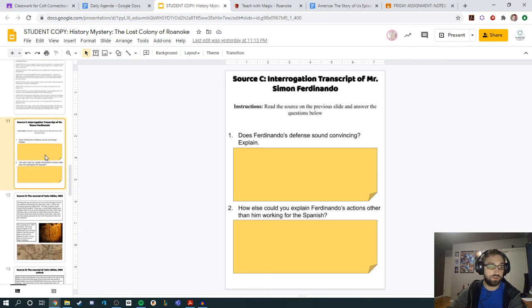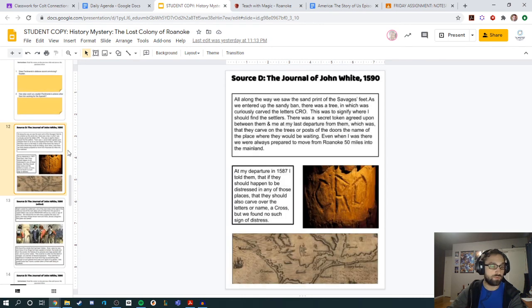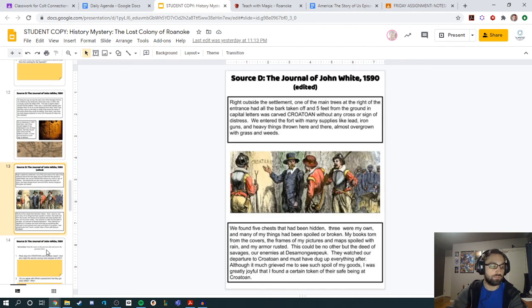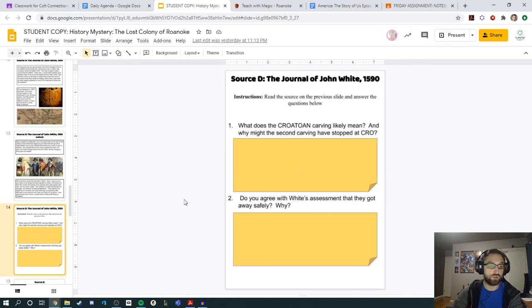Okay. So we did A, B, and C. Now we move on to source D. This is the journal of John White. John White was the person who was like the governor of the colony. He ends up leaving to get more supplies. Then he comes back 3 years later, and this is his journal. So again, read through source D. This is over 2 slides. Source D is slides 12 and 13. And when you're finished reading it, move on to slide 14 and answer those questions.